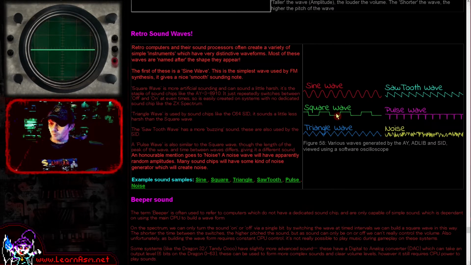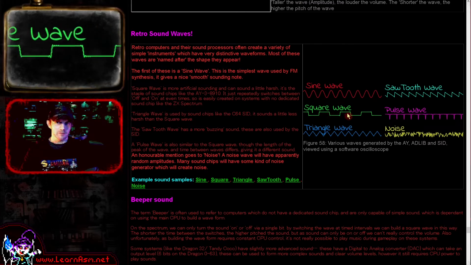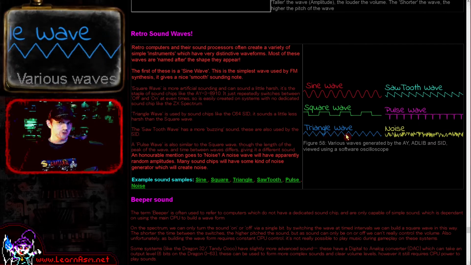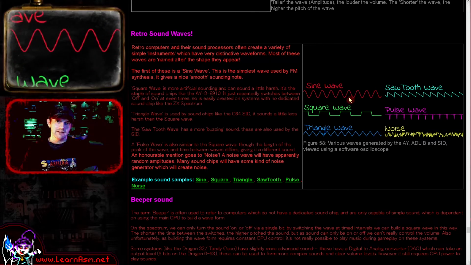So for example, with the square wave here, you could probably imagine how we could create that as a combination of ons and offs. If we only have a 1-bit beeper though, we are going to struggle to create a triangle wave, because we would need multiple levels to do that, and a sine wave is also going to be impossible.